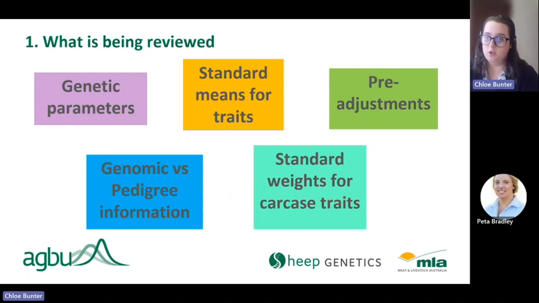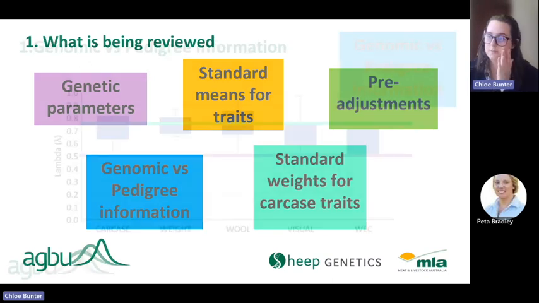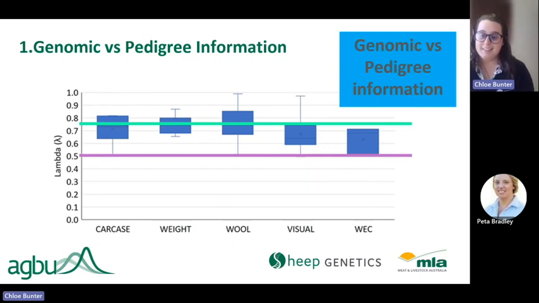Next, we're going to be having a look at how genomic versus pedigree information is used within the analysis and some of the partitioning changes that will be included with these analysis enhancements. Within the analysis, when we have a genomic test available to us, currently we've been attributing it at about a 0.5 weighting compared to pedigree information. This is known as lambda and is indicated by the purple line on the graph here.